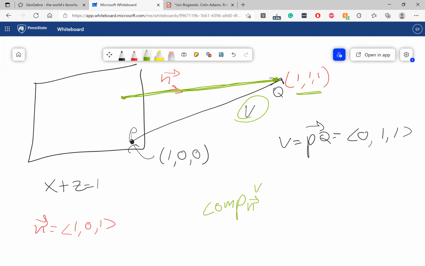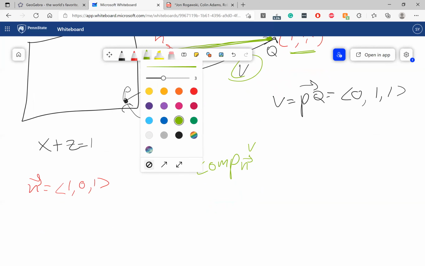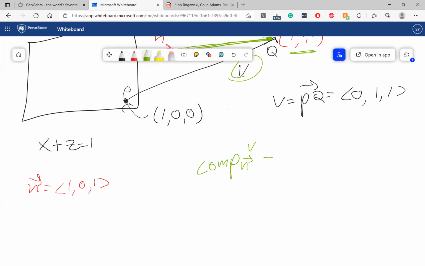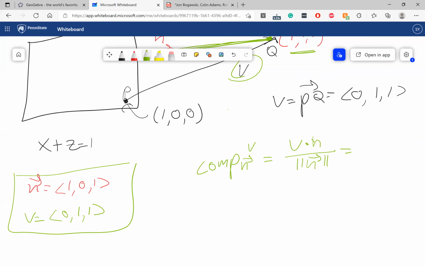And so you need to remember the formula for projections, or at least the formula in this case for the component of projections, and that formula is v dot n over the magnitude of n. Now v dot n, so that's going to be this n, and then dotted with v, which is equal to 0, 1, 1. So that's going to be 1 over the magnitude of n, which is the square root of 2. So that's the shortest distance from the plane to that point, which actually makes sense for the following reason.